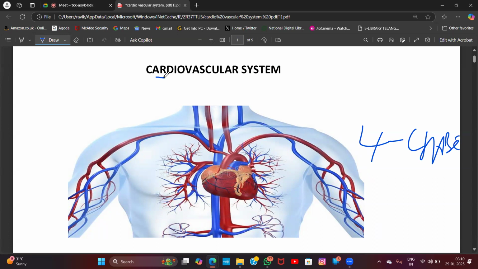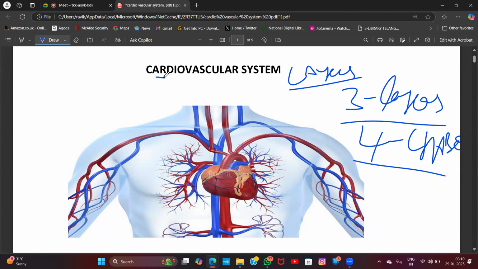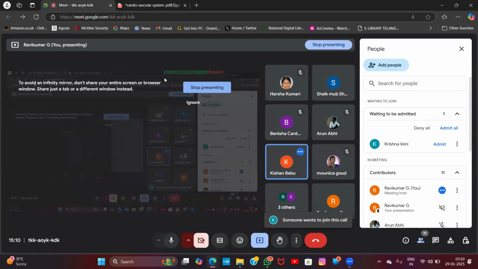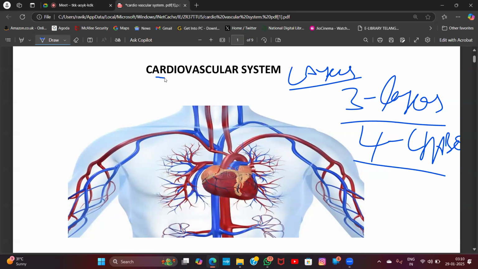Heart has four chambers and three layers. What are the three layers of the heart? The pericardium, myocardium, and endocardium, the inner layer. Of the four chambers, the upper two chambers are called atria and the lower two chambers are called ventricles.